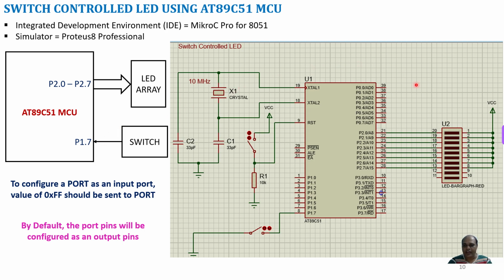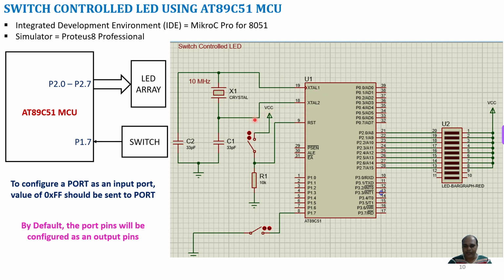Here I show a typical circuit where we are using the 89C51 microcontroller. In order for the microcontroller to work, we connect an oscillator circuit. Here I use a crystal of 10 MHz, and in order to produce a stable frequency we use 33 picofarad capacitors. This oscillator circuit is connected to the XTAL1 and XTAL2 pins of the microcontroller.